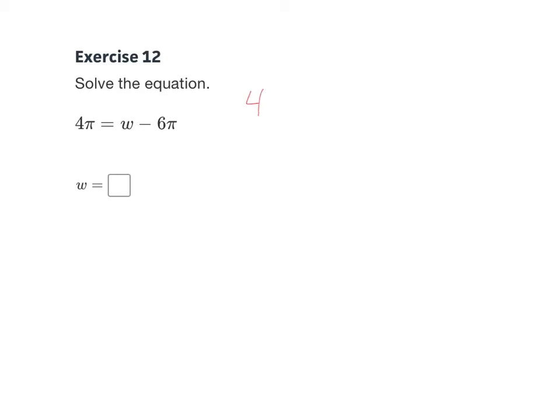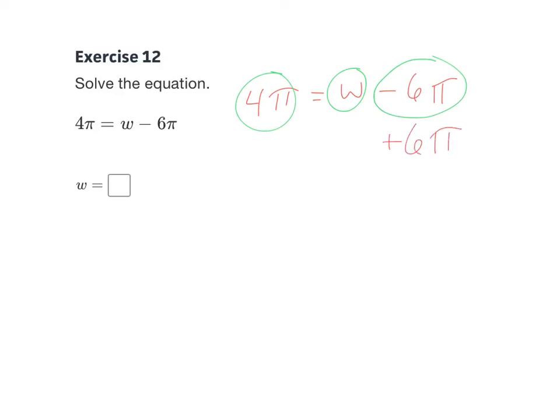Exercise 12. I've got 4 pi is equal to w minus 6 pi. Now, we want to make sure that we point out the terms first. Here are the terms. 4 pi, w, negative 6 pi. Now to isolate the variable, which is w, I need to get rid of this negative 6 pi. So the inverse of negative 6 pi is adding 6 pi. If we do it to one side, we got to do it to the other side. It's going to give me w is equal to 10 pi. So there is our answer.